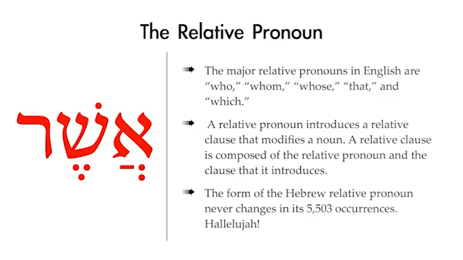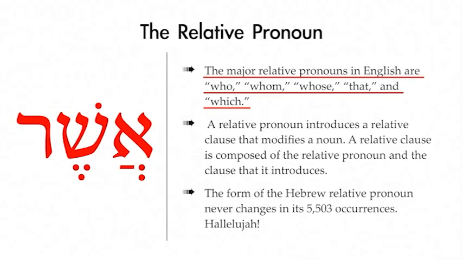We now move to the relative pronoun in Hebrew. This is one of my favorite Hebrew words, and I'll let you know why in just a moment. Let's consider some of the facts about the relative pronoun in both Hebrew and English. First, the major relative pronouns in English are who, whom, whose, that, and which. We have a bunch of relative pronouns in English.